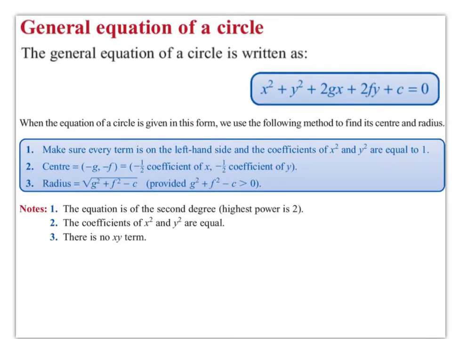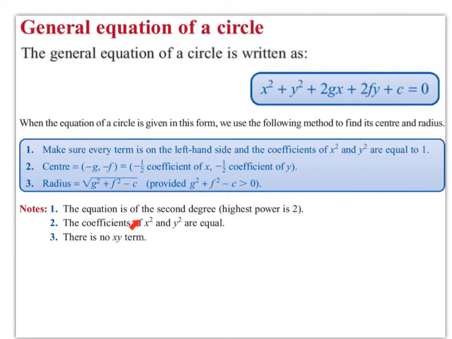And then the radius is the square root of g squared plus f squared minus c, provided g squared plus f squared minus c is greater than 0, because you can't have a negative root. So whatever you get for the centre, the x value, square it, add on the y value, square it, and then minus c. So whatever this happens to be, you minus it. So if this happens to be 6, you put minus 6 under your square root. If this happens to be minus 2, you put minus minus 2, which is plus 2, underneath the square root. Note, the equation is of the second degree, highest power is 2.